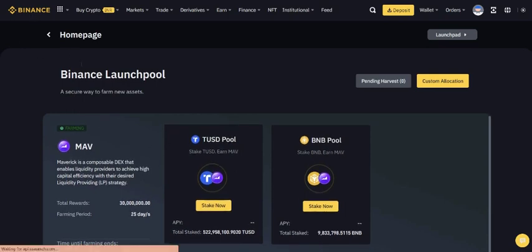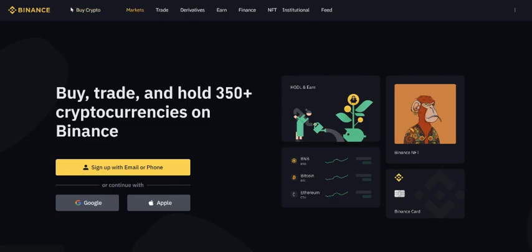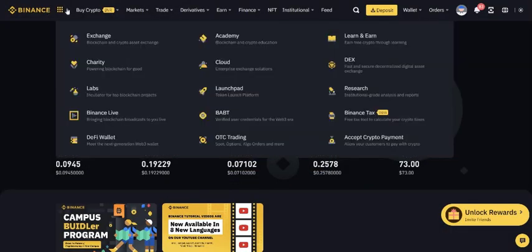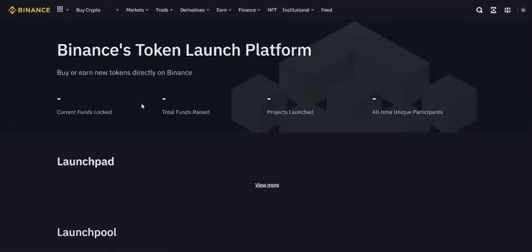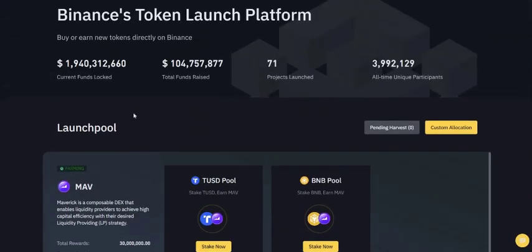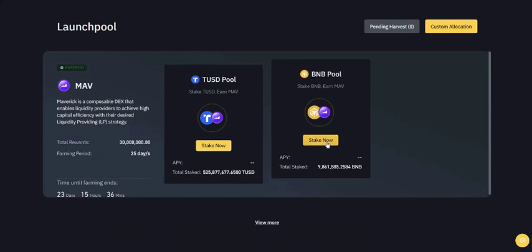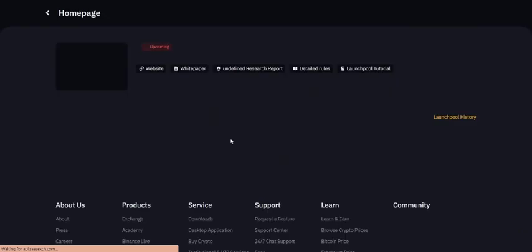So in order to come here, okay, let's start from the beginning. In order to come here, if you're accessing it through web, you will have to come to this section. Once you hover here, you will have to go to Launchpad. Once Launchpad opens, the first thing you see is MAV Protocol's Launchpool. So you just have to simply click on stake now.